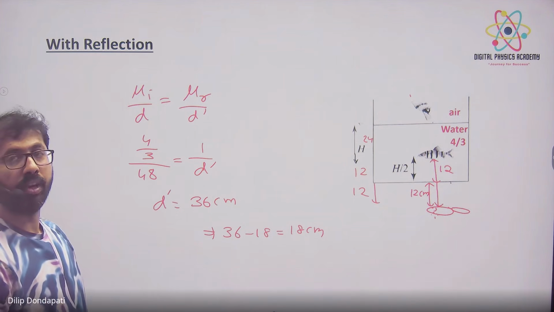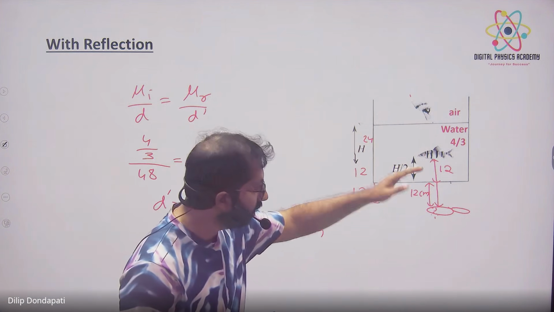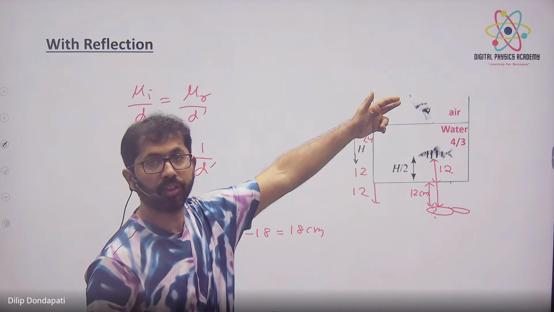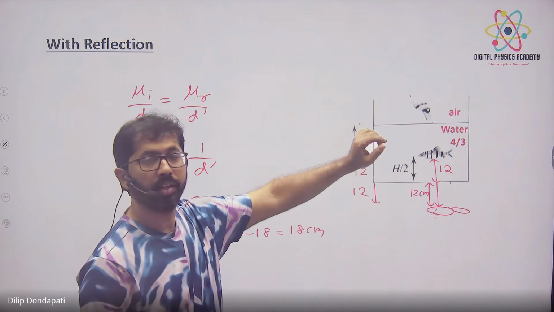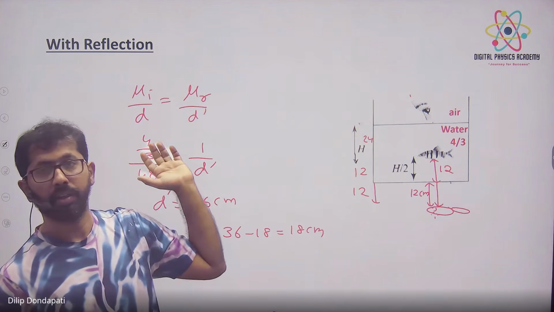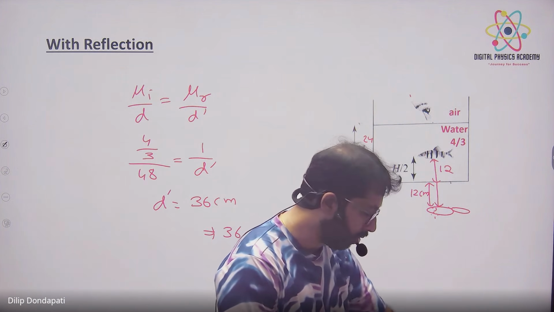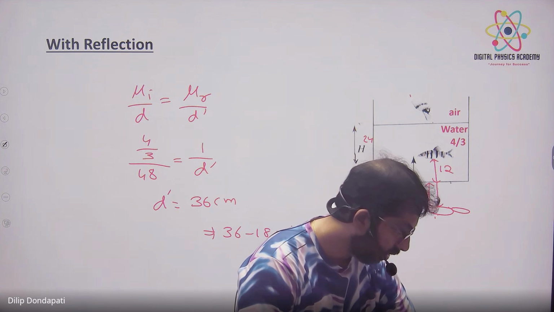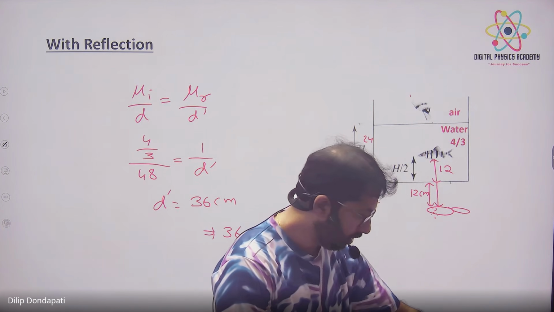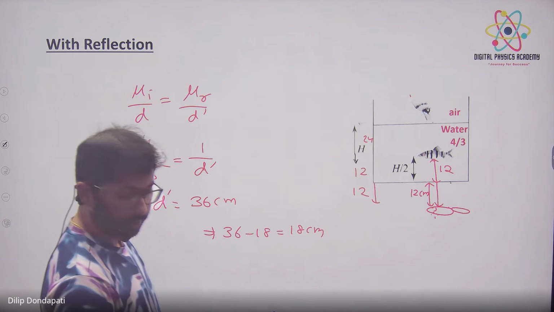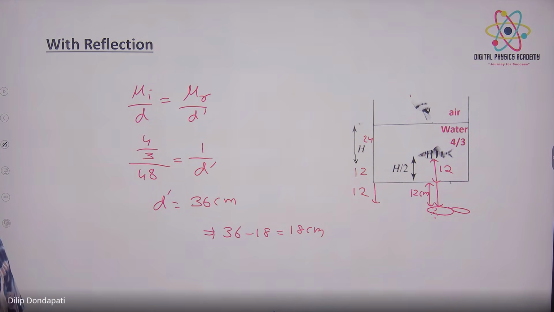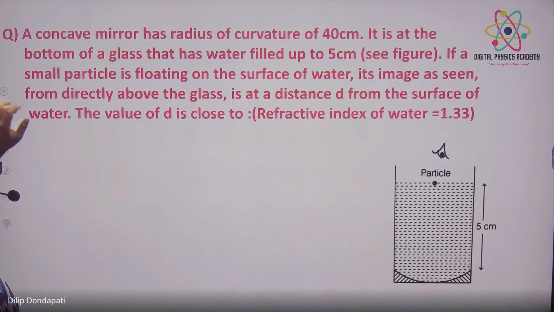So with reflection means आपका image is acting like an object, the virtual object for this one. Now उधर से ray is coming and you have to take again the same formula, mu I by D is equal to mu R by D dash. कर सकते हैं? चलो ना थोड़ा एक करो देखते हैं.